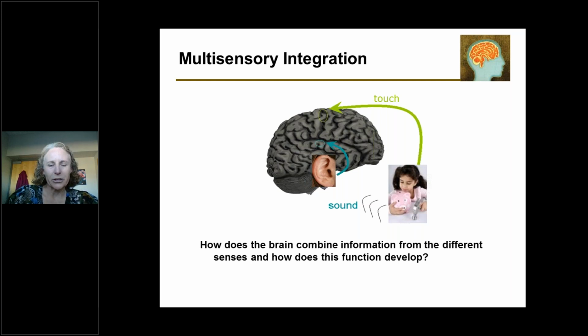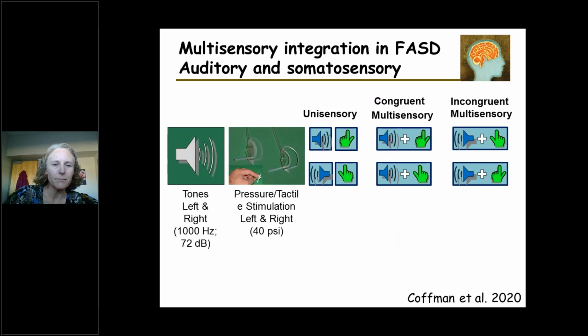So we know that the information comes into the different sensory areas, and then there are association areas that help to put that information together. Looking at auditory and tactile in particular, these areas surrounded in yellow dotted lines are the areas that are really implicated in being able to integrate that information if you're talking about auditory and somatosensory function. So with this first study that I'm going to talk about, we were looking at multisensory integration in kids with FASD, looking both at auditory and somatosensory.